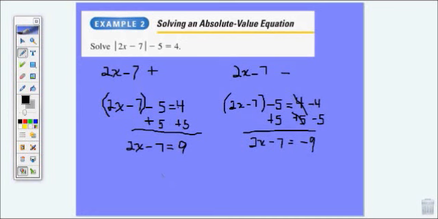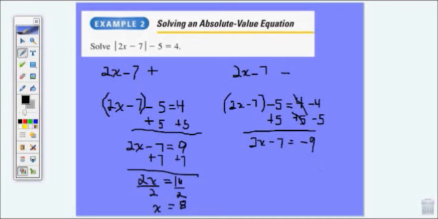Now we are the same as example 1, like terms together, adding 7, adding 7. On this equation, I have 2x equals 16. Divide both sides by 2. I would get x could equal 8 if the quantity started out as a positive.